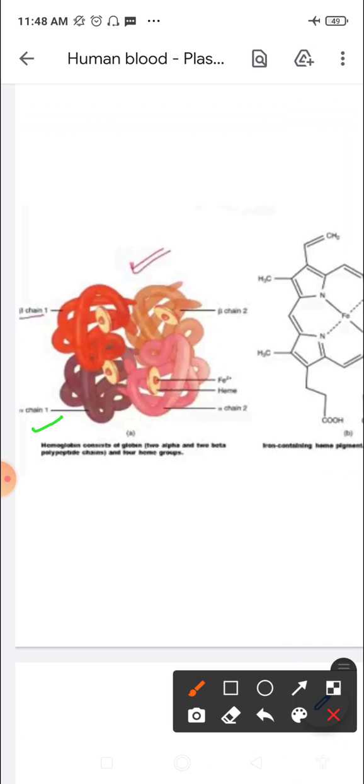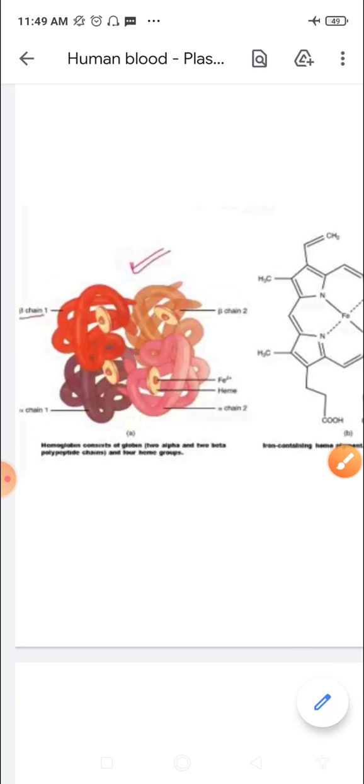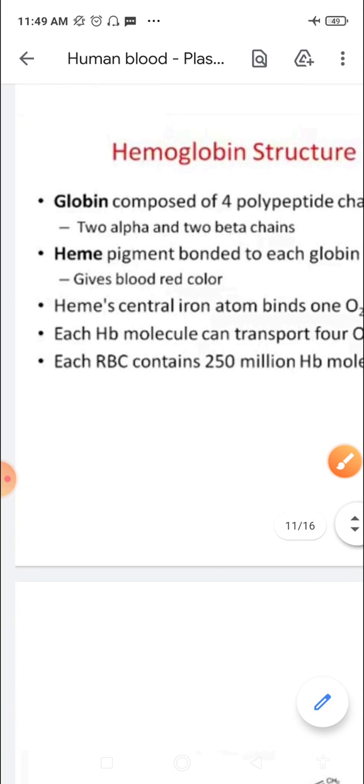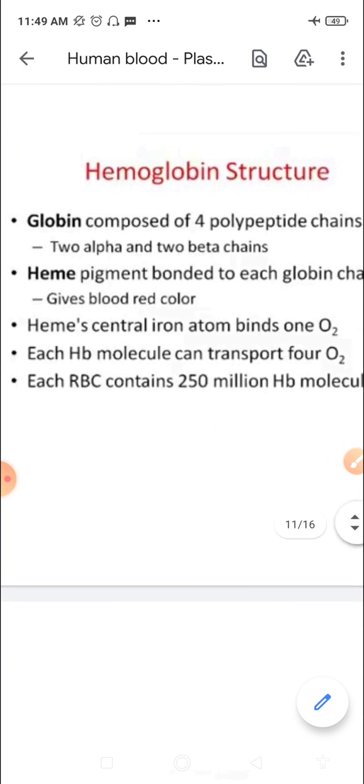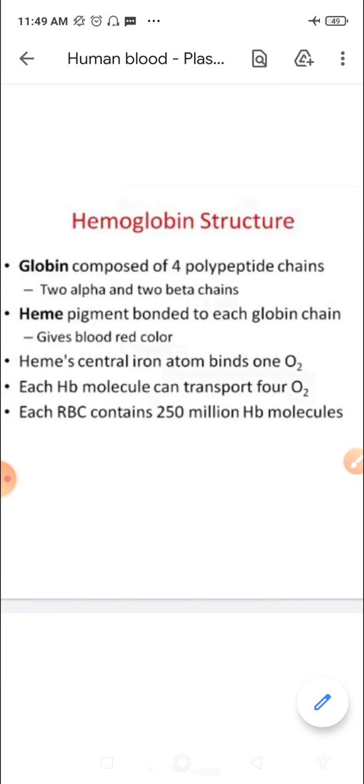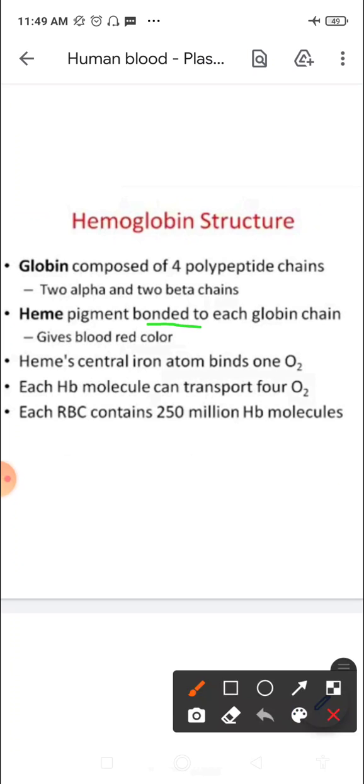Number 1, 2 alpha chains, 1 alpha chain, second alpha chain, 1 beta chain, second beta chain. So it is made up of 2 alpha chains, these are polypeptide chains, right. So 2 alpha and 2 beta chains, right. You can see here 1 and 2 alpha chains, 1 and 2 beta chains, right. So that is the 4 polypeptide chains. Then it says it is made up of heme, which is a pigment bonded to each globin chain, and it is this heme part that gives blood the red color, right.